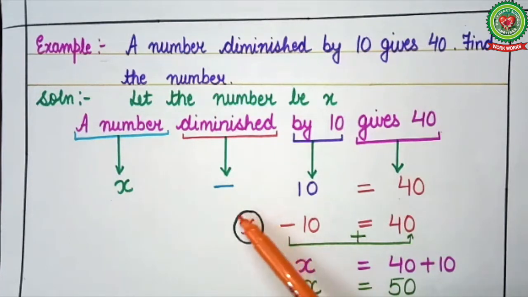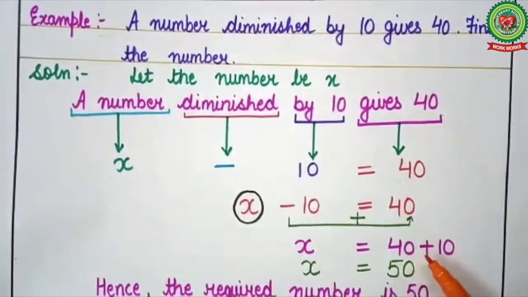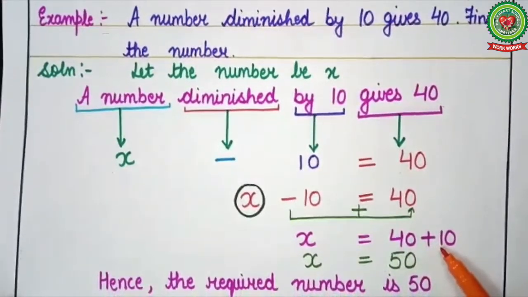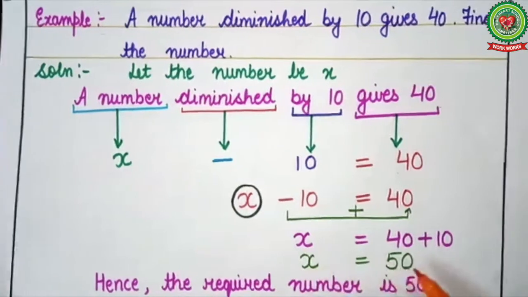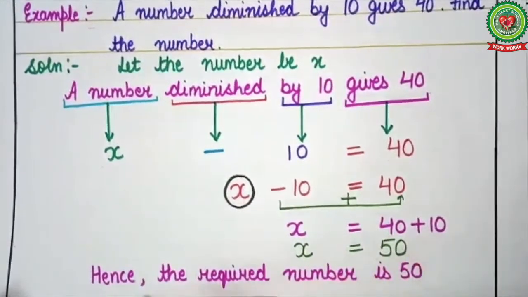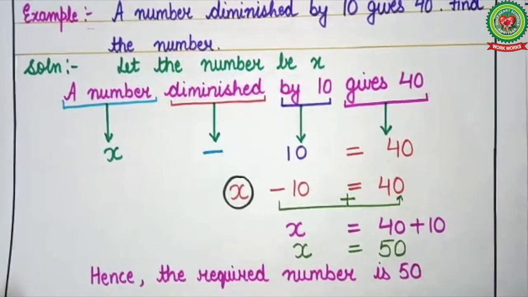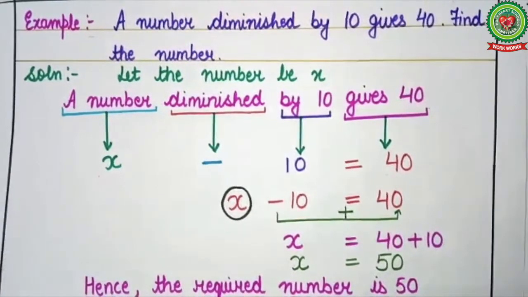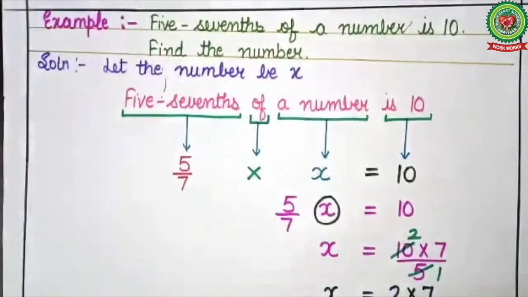Now lock the variable. Here we know minus will change to plus. So what will come in the next step? x equals to 40 plus 10. So x equals to 50. Hence the required number is 50. Now let's see the next example.